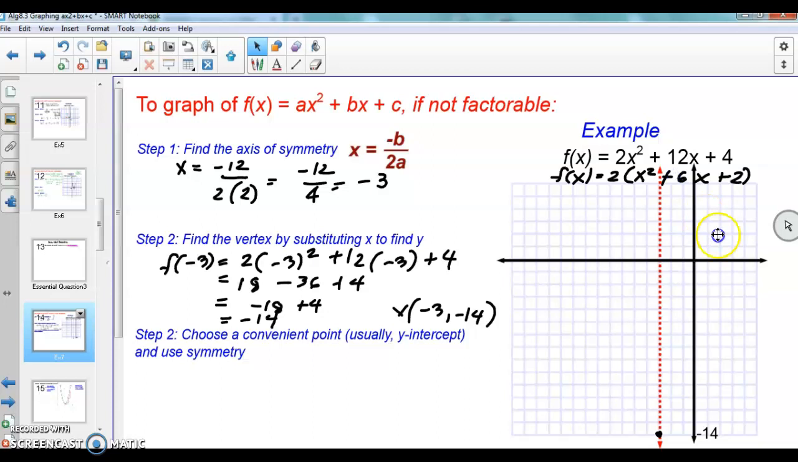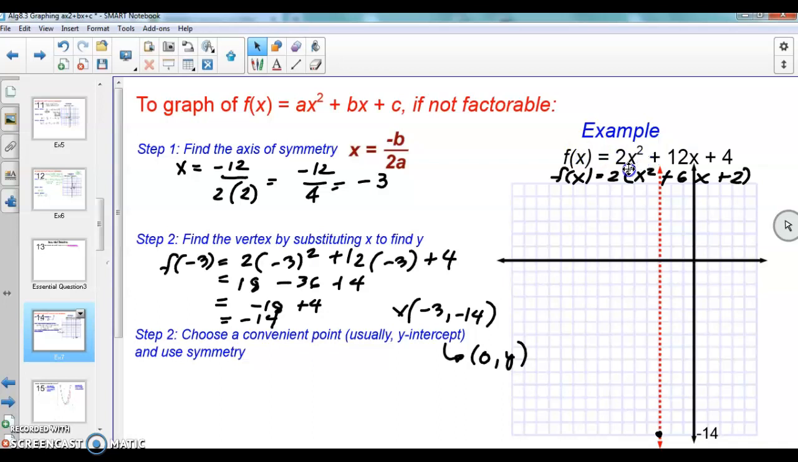Well, now that we know the vertex, which is negative 3 and negative 14, all we need to do is choose a convenient point, either to the left or to the right of the axis of symmetry. Now, convenient point meaning don't think of a big number. Don't think of something that will make you compute something like this long again, right? So usually a convenient point that we use is the y-intercept. So why do we use the y-intercept? We use the y-intercept because the y-intercept has an x value of 0, right? So that means we're just going to substitute 0 for x, which is very simple to do in this function.